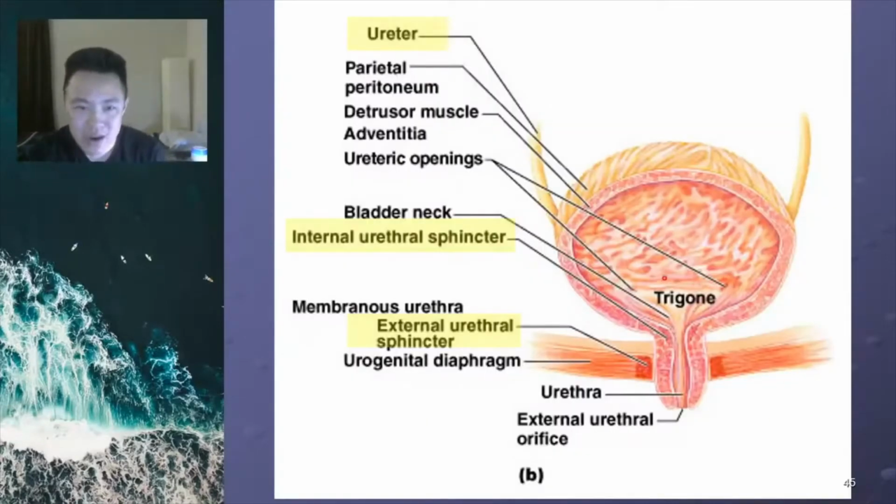Here is that trigon region. You can see here the ureters are right here, and then the opening goes around and right here, bam. Okay, same thing on the other side. And then of course you have the urethra here, all within this triangular region. Okay, the trigon region is all here. Now the internal urethral sphincter is in here. The external is out here. Okay.